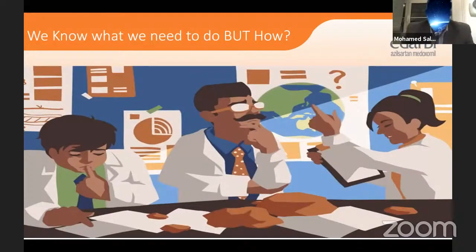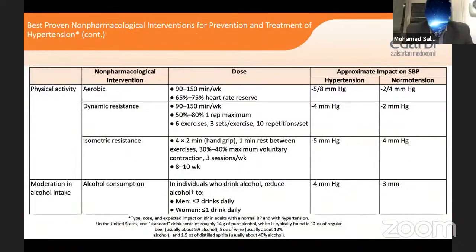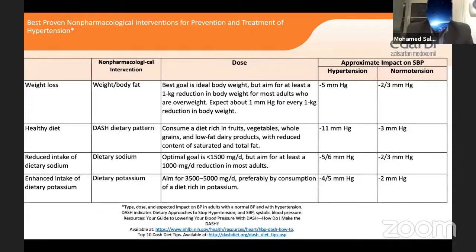So we know that hypertension is bad, and we know that we need to treat it, and treating hypertension results in reducing the risk of complications, cardiovascular events, and death. But how can we do that? I think this was alluded to by Dr. Bakriz, that we should not forget the basics: physical activity, moderation of alcohol intake, weight loss, a healthy diet, and reducing the intake of sodium.